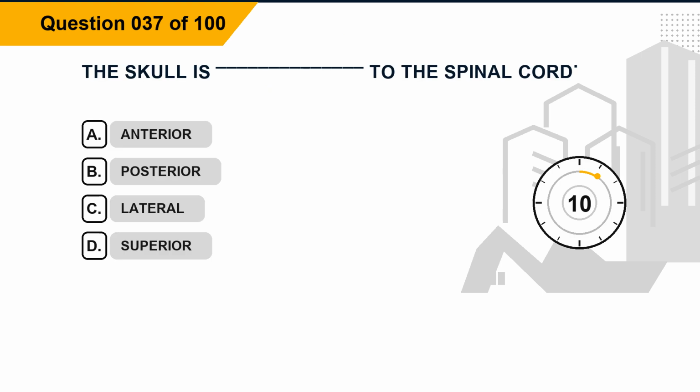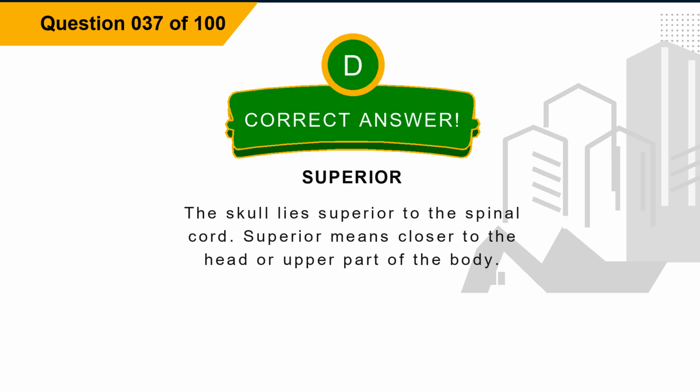Question 37. The skull is blank to the spinal cord. Option A, anterior. Option B, posterior. Option C, lateral. Option D, superior. The correct answer is option D, superior. Explanation: the skull lies superior to the spinal cord. Superior means closer to the head or upper part of the body.